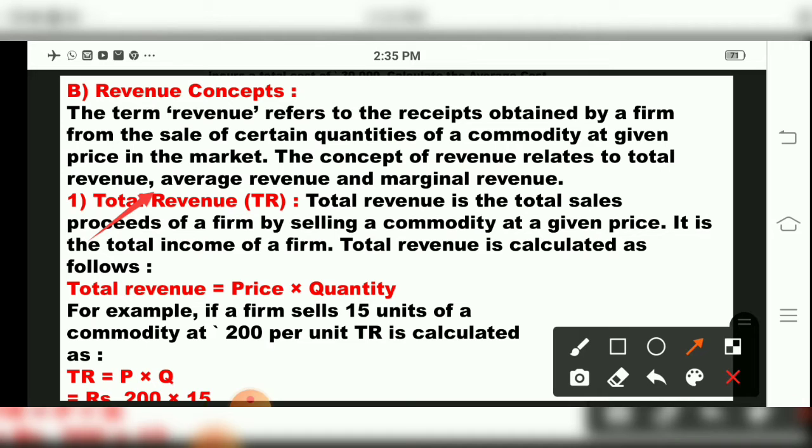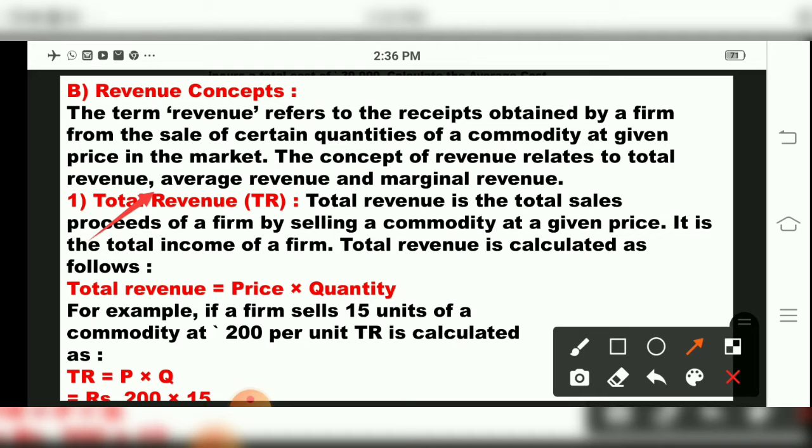See, we are studying about revenue concepts. There are three types: total revenue, average revenue and marginal revenue. First we studied about total cost, average cost and marginal cost, children. Now we are studying about revenue. Revenue means receipts, income.